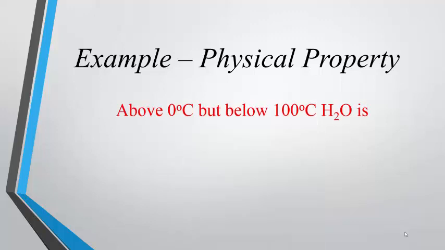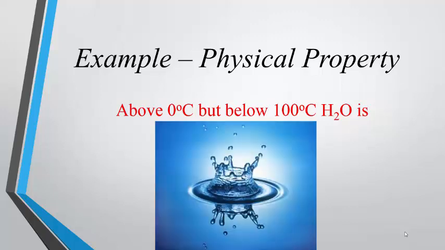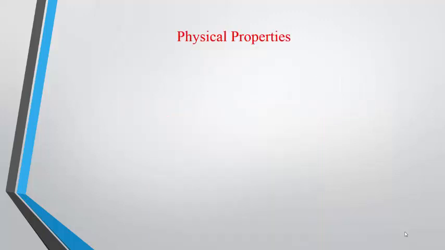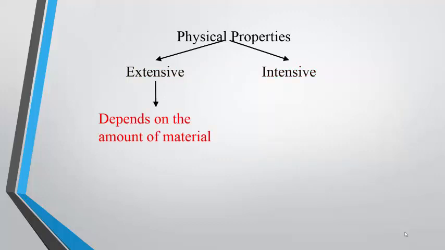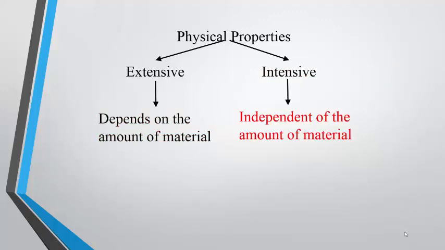Another property of water is that above 0 degrees Celsius, but below 100 degrees Celsius, water is liquid. So a physical property of water is that it is liquid between 0 degrees Celsius and 100 degrees Celsius. Now it turns out that physical properties come in two types: extensive physical properties and intensive physical properties. Extensive physical properties depend upon how much material you have, whereas intensive properties don't change no matter how much you have.